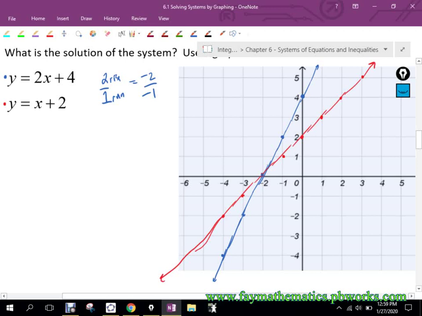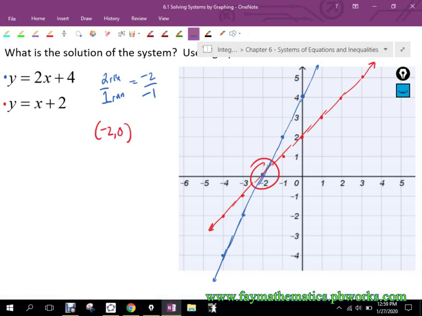Line kind of stinks, but you get the idea. All right, so where do those two lines cross? Negative 2, 0. And now here's the thing: because of human error, my graph looks like it intersects maybe just above that, right? But negative 2, 0 is the correct solution. So negative 2, 0.